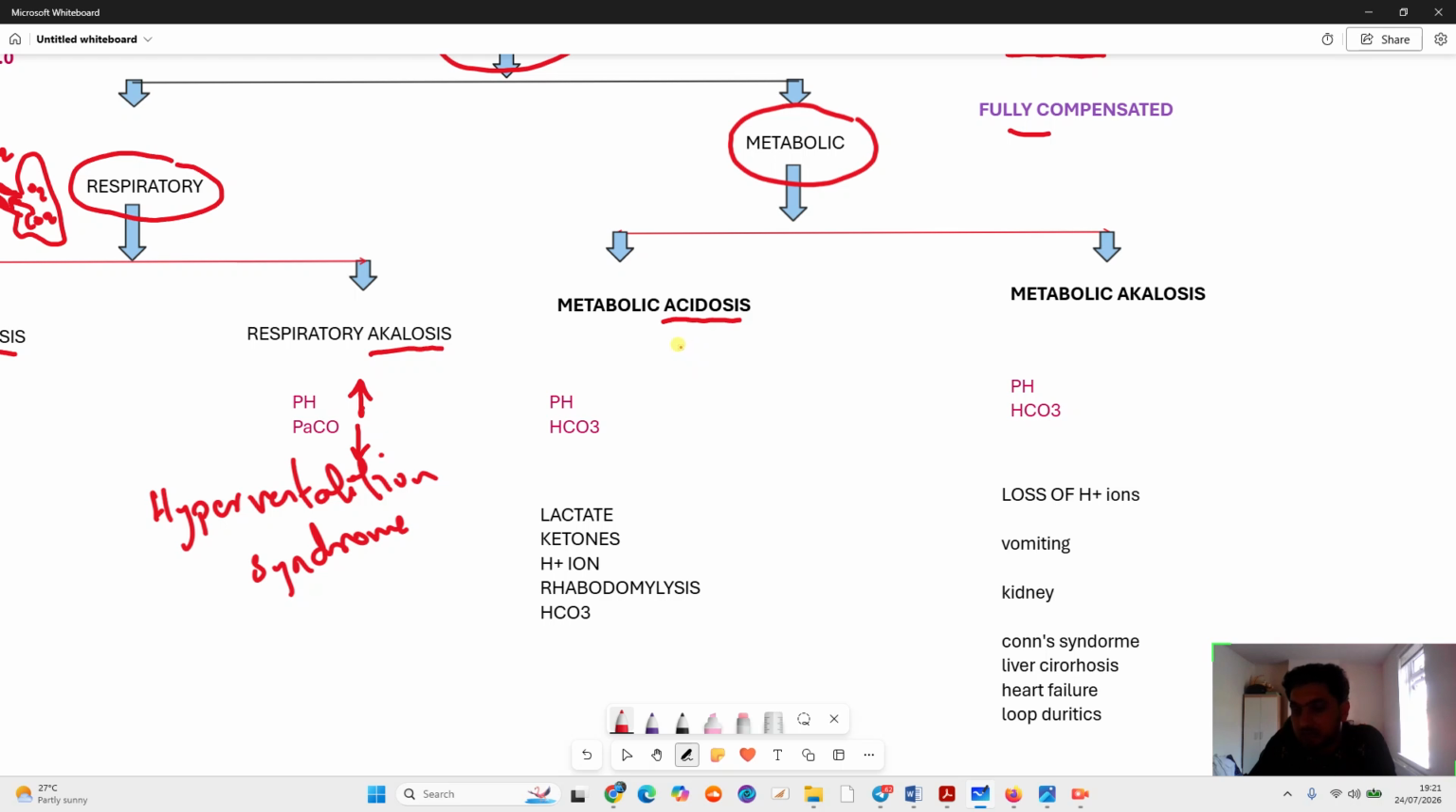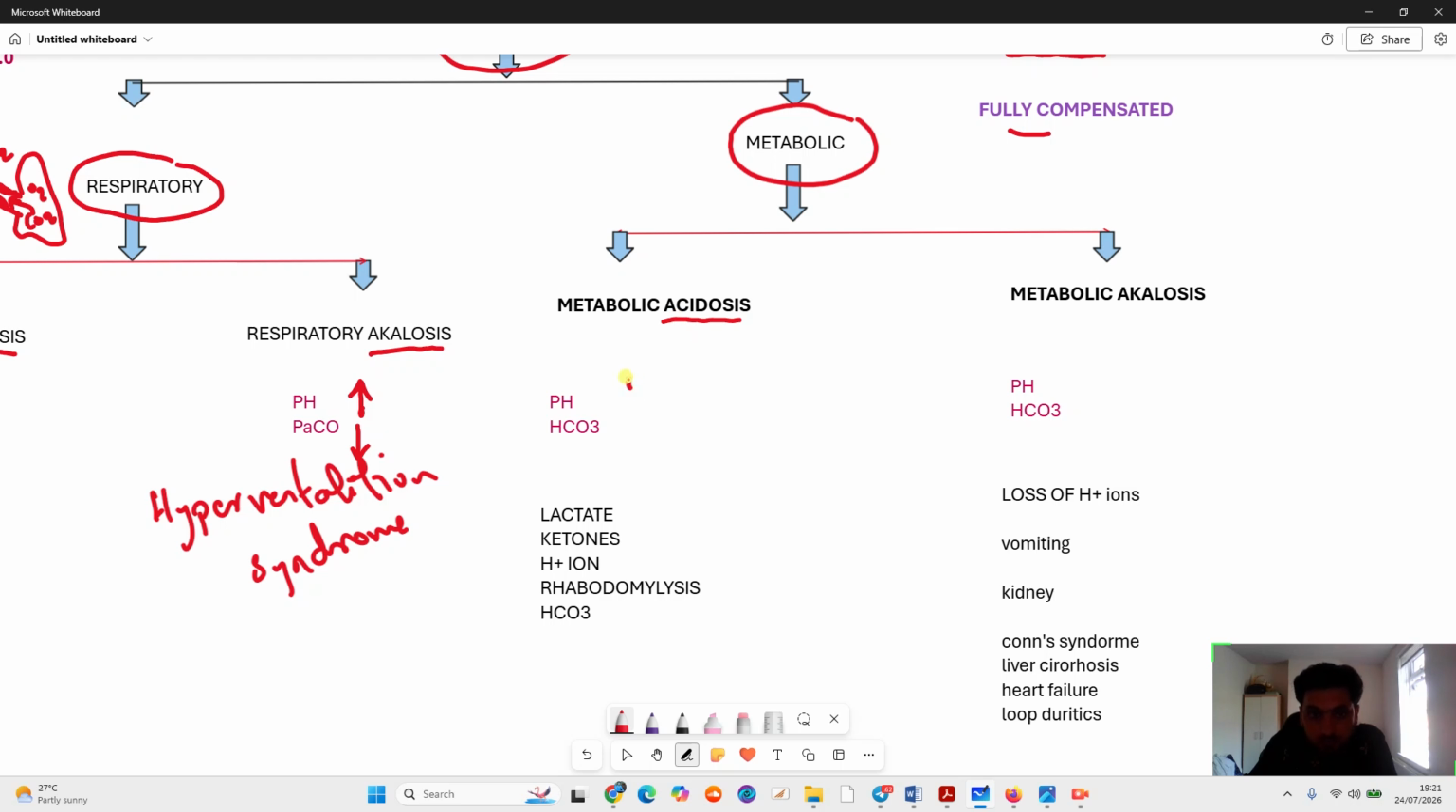When I'm talking about acidosis, it means the pH is less. Here for the metabolic, we will look for two parameters different from respiratory. In respiratory, we look for the pH and carbon dioxide pressure, but here we look for the pH and bicarbonate. So when we look for the metabolic, we have to look for bicarbonate along with pH.